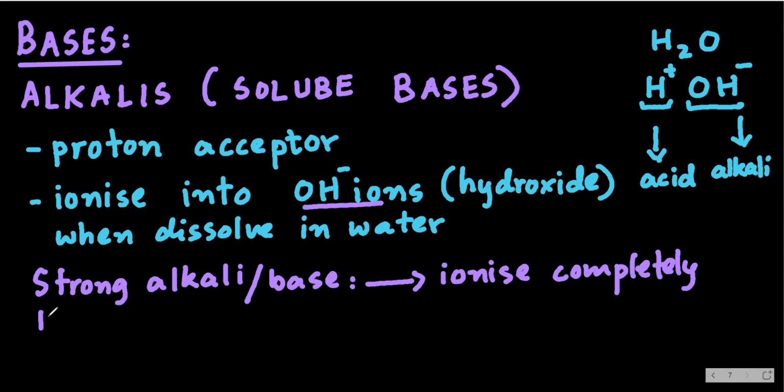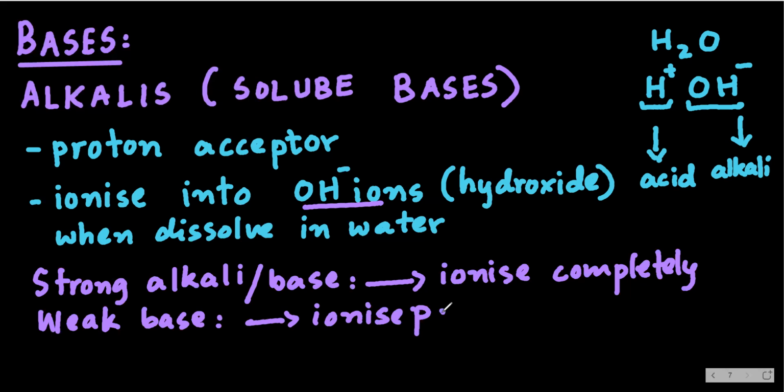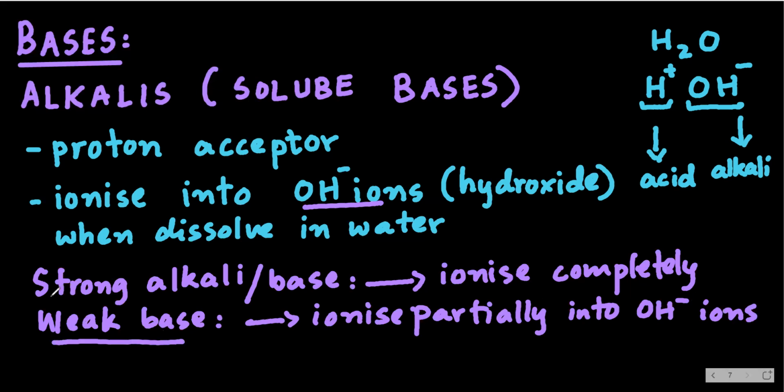And what is a weak base? It will ionize partially. What will be the pH of both? This we also need to remember. The pH is important when we are talking about the pH of a weak base and the pH of a strong base or alkali. A strong base will have pH about 12 to 14.